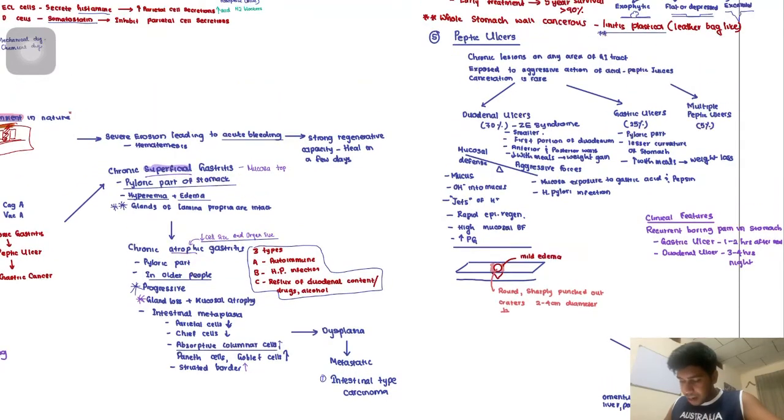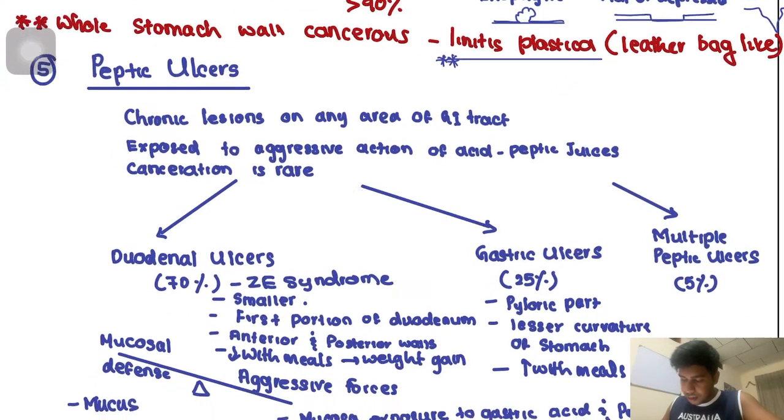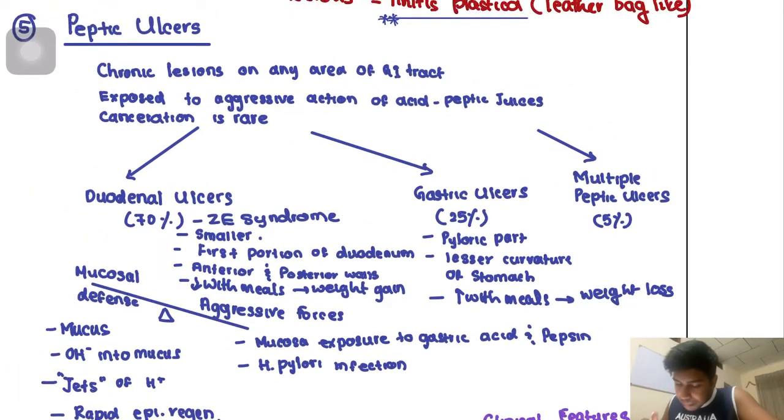Next, the final part of gastric diseases, stomach diseases, is peptic ulcers. Okay. Now, this is important. Chronic lesion on any area of the gastric GI tract. So it can be in the esophagus, it can be in the stomach, it can be in the duodenum, small intestine, large intestine, anywhere. But what is important for us in peptic ulcers is the action of peptic juices is going to cause the ulcer. And remember, peptic ulcer canceration is rare. Okay, peptic ulcer canceration risk is rare.